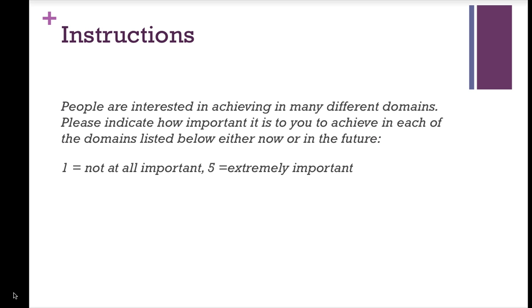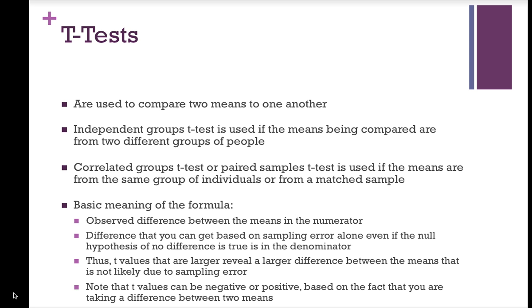Now, people are asked to indicate their interest in achieving in many different domains. So they're given a whole list of items in those 3 general domains I talked about. And they're asked to indicate for each item how important it is to achieve in that domain, either now or in the future, where 1 equals not at all important and 5 is extremely important. So that's the typical Likert scale that we see in psychology. So then we're going to look at some of these data and use some t-tests to analyze them.